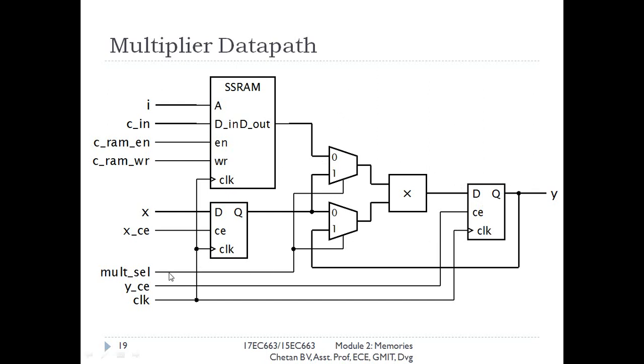First, in order to multiply Ci into X, this select line will be made 0. So when this select line is 0, out of these two inputs, this multiplexer will select the output of this SRAM, which is nothing but the Ci value. This multiplexer will select the X value. So during the first iteration, these two will be multiplied and the result Ci into X is stored here.